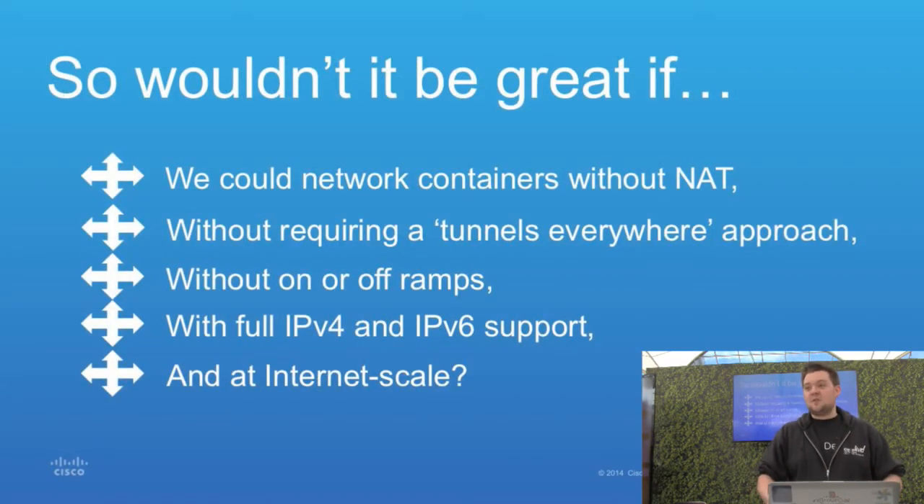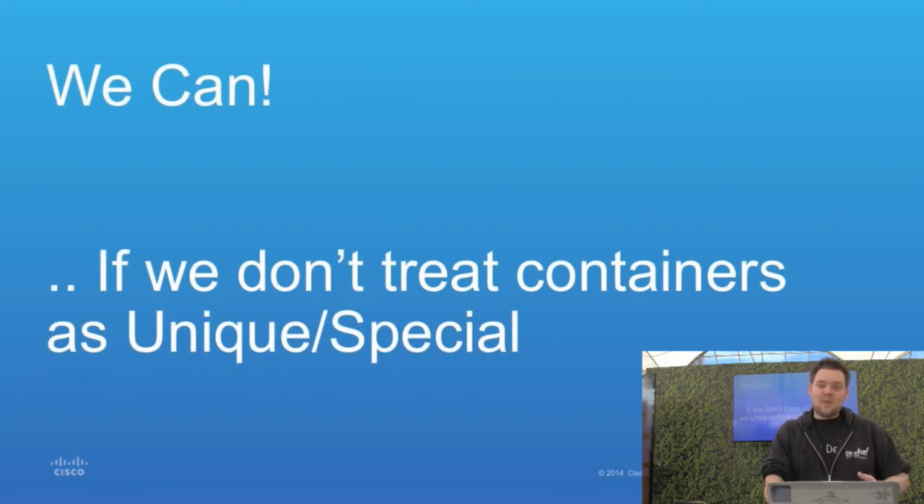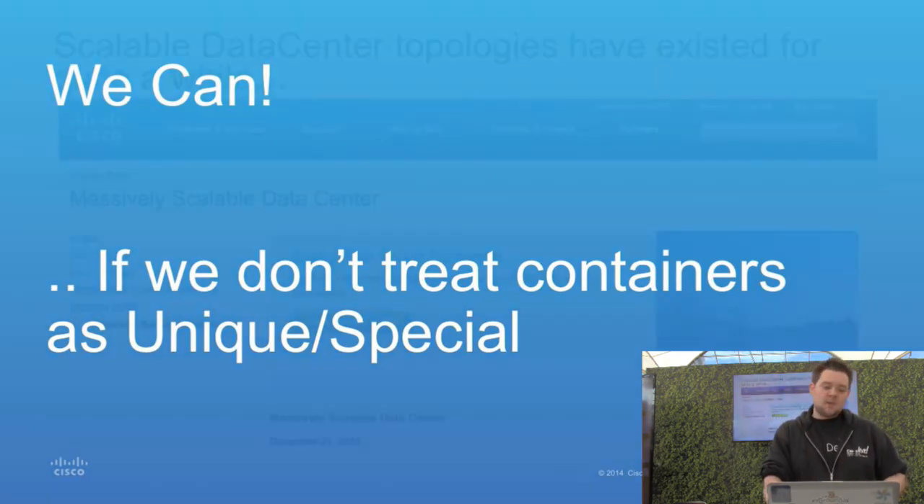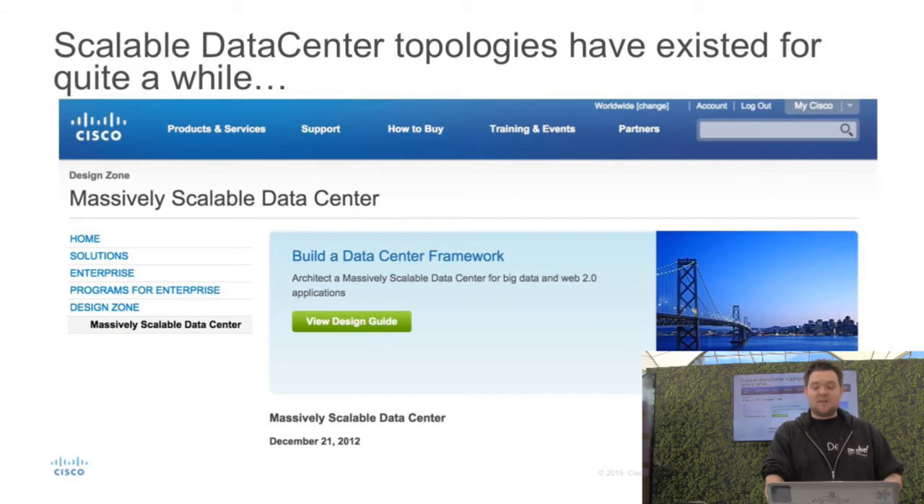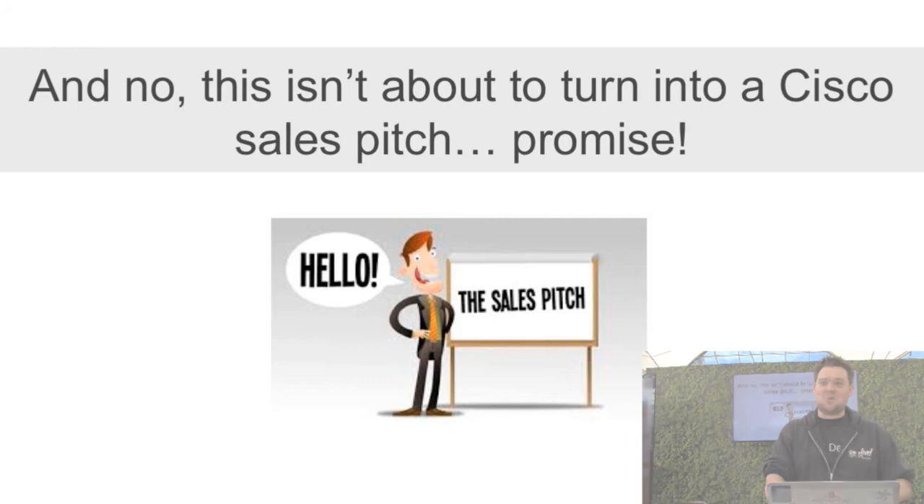So, given those concerns, wouldn't it be great if we could do network containers without NAT, without tunnels, without on or off ramps, with full IPv6 and IPv4 support, and know that it will scale to internet scale? And the answer is we can, if we stop treating containers as unique and special. Scalable data center topologies have existed for quite a while. This is a massively scalable data center design from Cisco in 2012. And don't worry, at this point, I'm not about to turn this into a Cisco sales pitch, I promise.